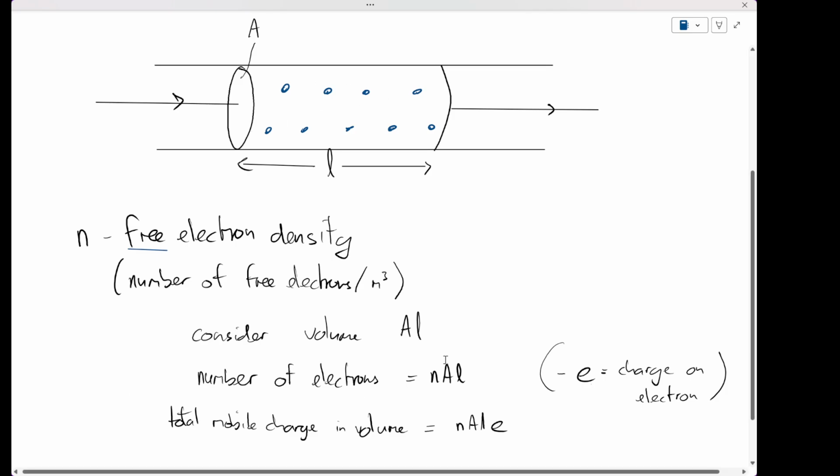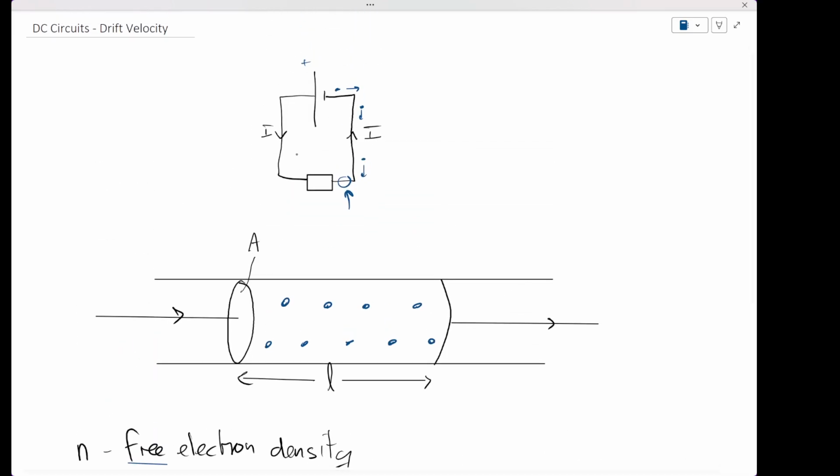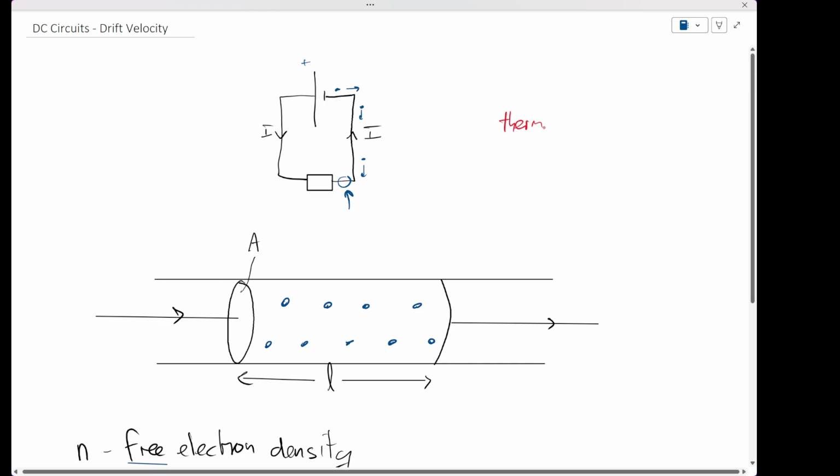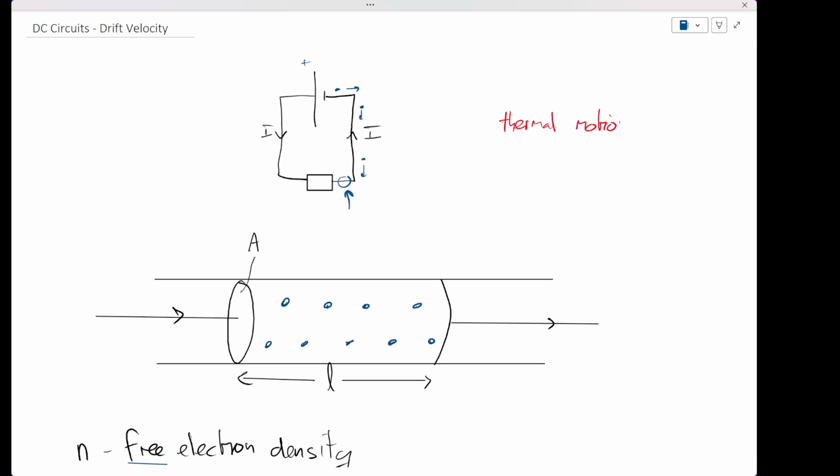Now let's think about drift velocity itself. In a metal at room temperature, we wouldn't expect these electrons to look the way that I've drawn them at all. They would be moving about at high speeds with a random motion. At normal room temperature, that random motion would be very rapid indeed. Thermal motion is fast and random.